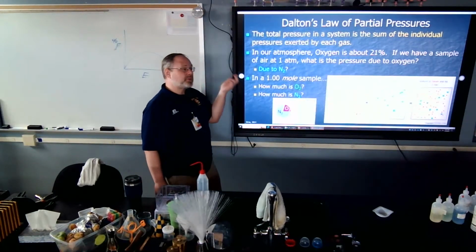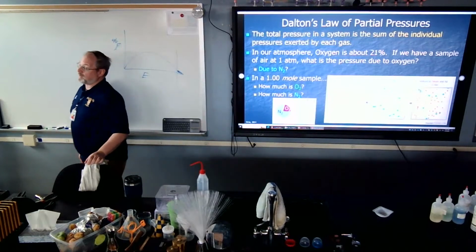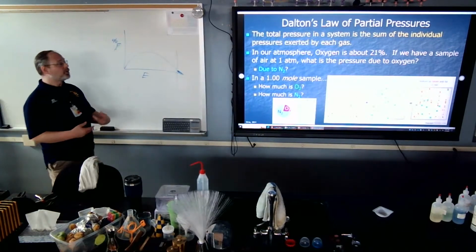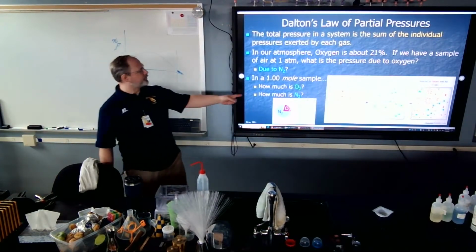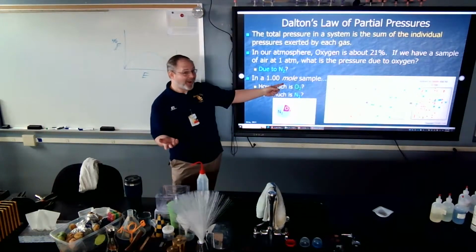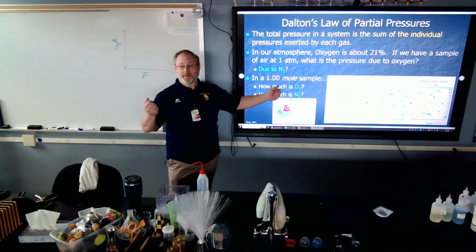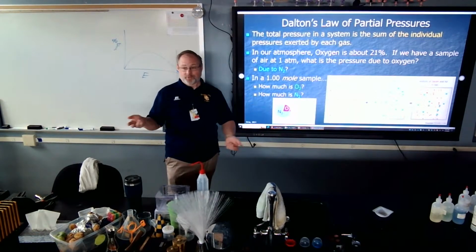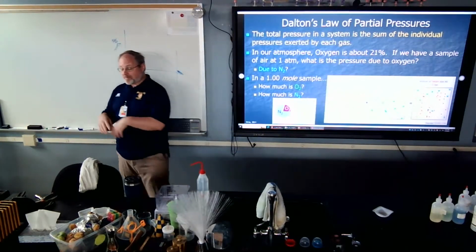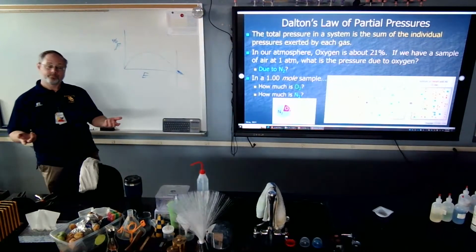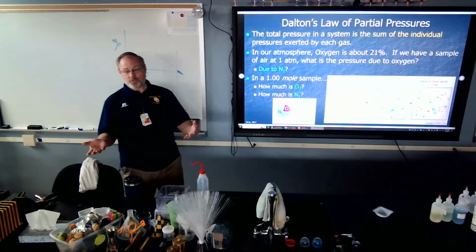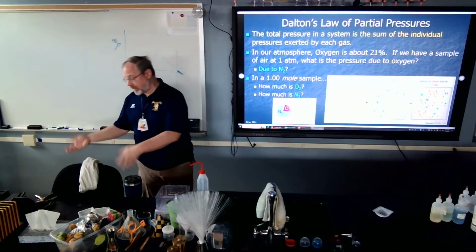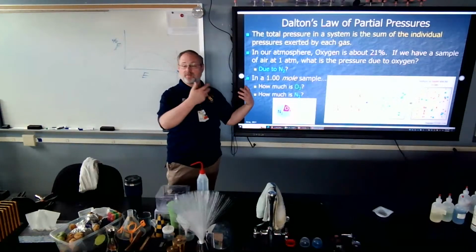So what if we had a mole of gas? If you had 1 mole of air, how many moles of oxygen do we have? 0.21. And how many moles of nitrogen do we have? 0.78. That's Dalton's law. It basically says if we treat everything as ideal, which we do, then the proportions of pressures is equal to proportions of volumes, equal to proportions of moles.